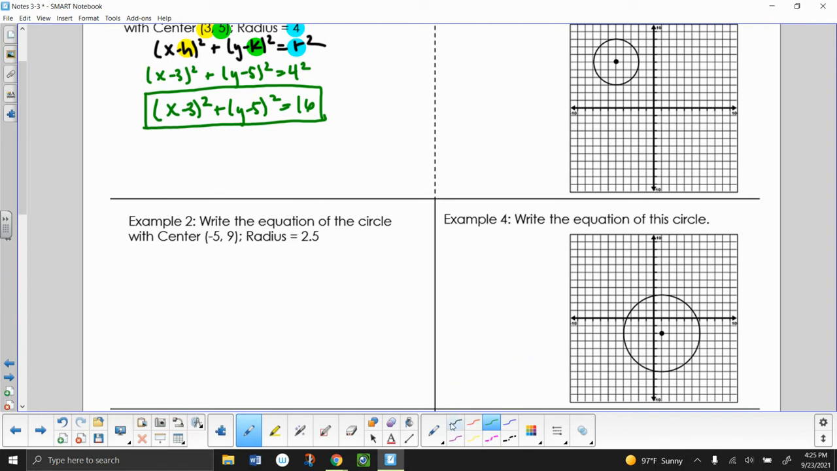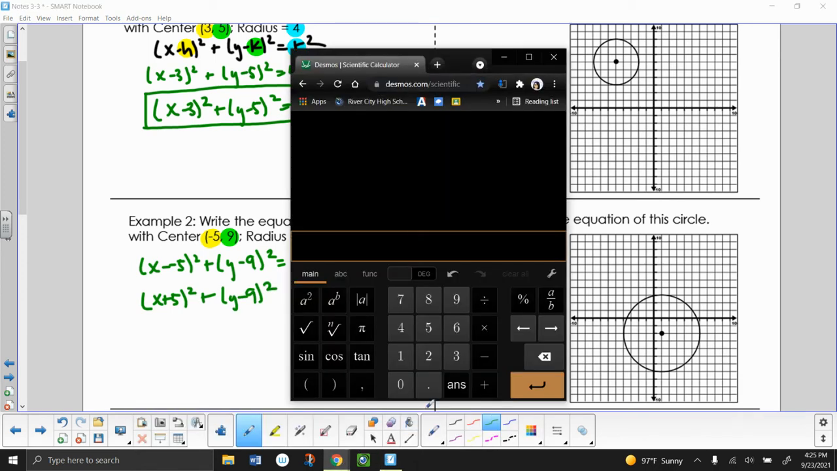All right, second example. Again, we have our h, our k, and our r. Plugging that into the equation of a circle, we have (x - (-5))² + (y - 9)² = 2.5². So we need to simplify. If you see a double sign, you should simplify that. So x minus negative 5 becomes x plus 5. Y minus 9 stays y minus 9. And then 2.5 squared is 6.25.